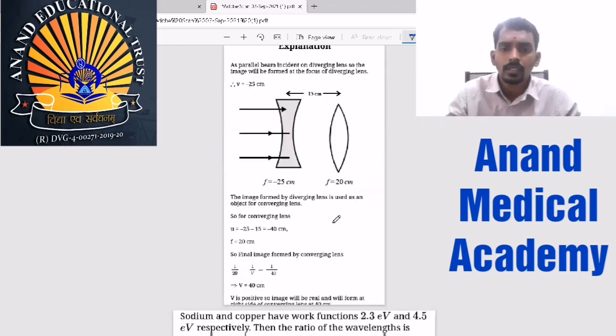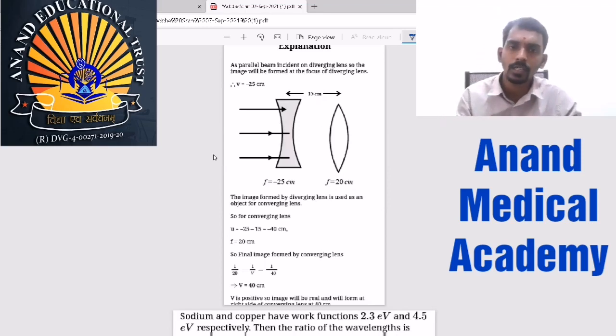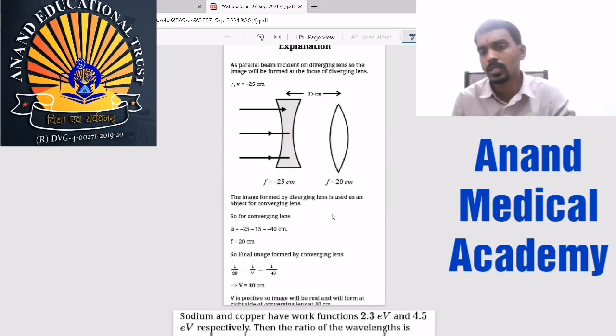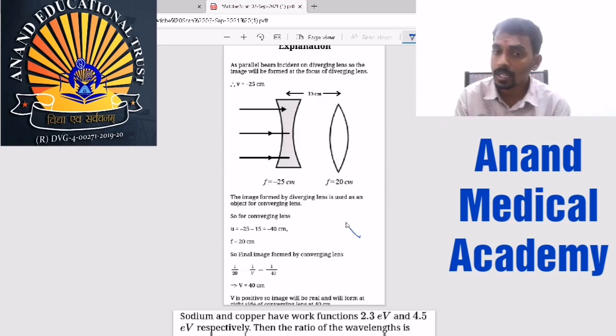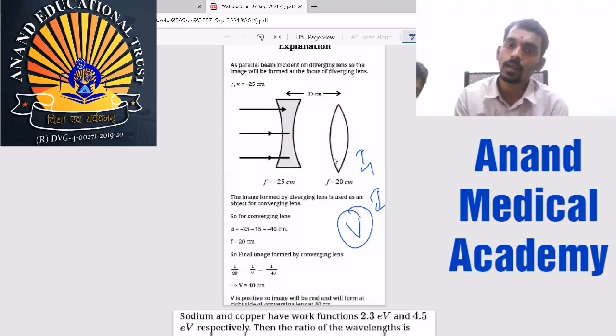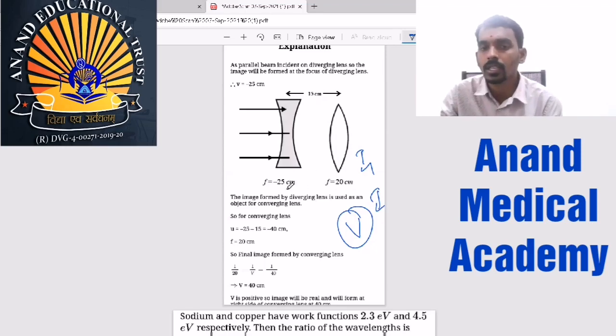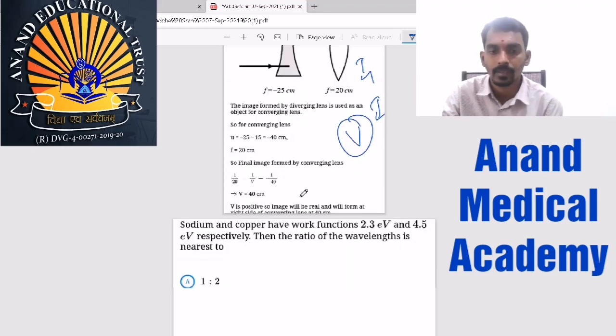See here they have given a combination of lens. So combination of lens is very rare, but when they have given a combination of lens, how to solve the question is: first you take one lens and solve the image position for that. That initial image which is formed will act as a virtual object for the second one, then you get the final image. So accordingly you have to calculate. That method is important, step by step.